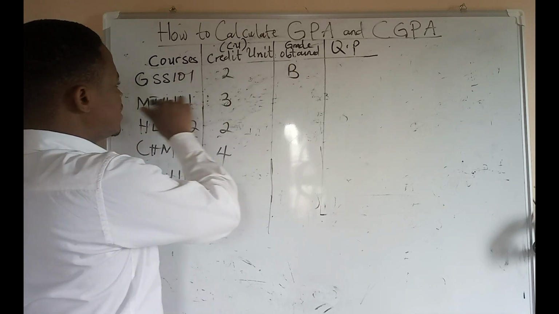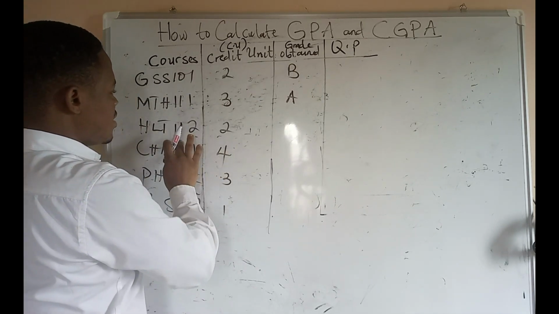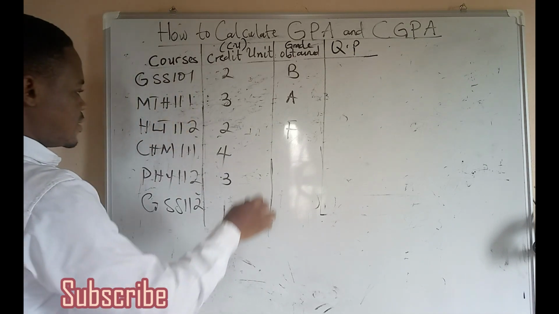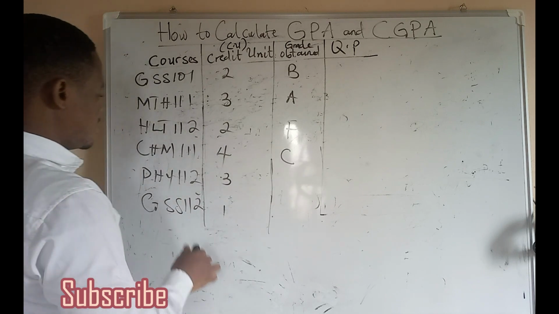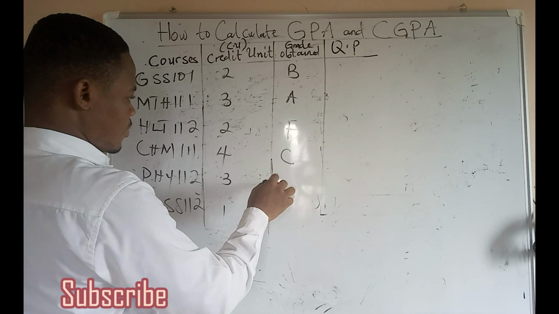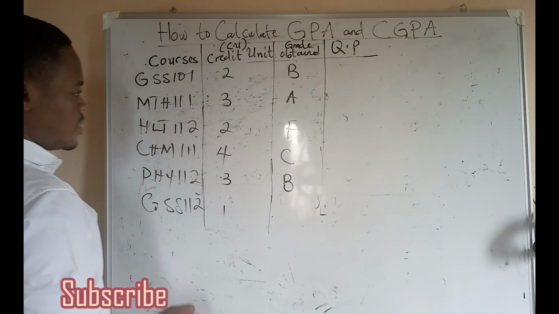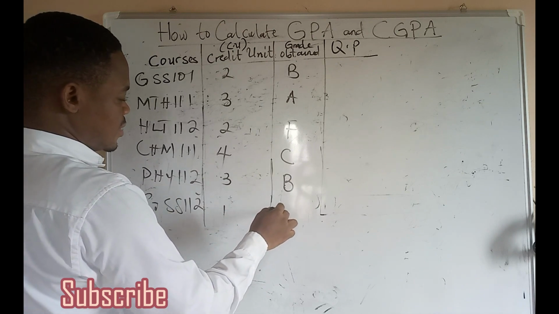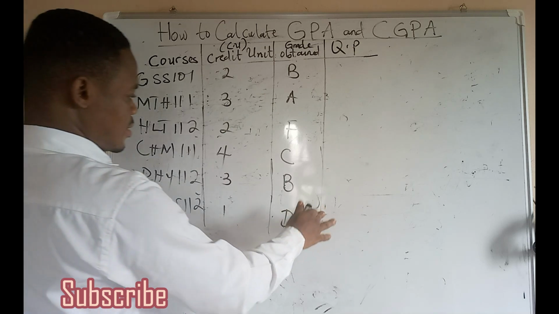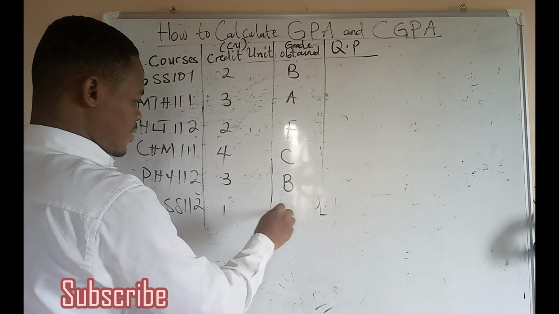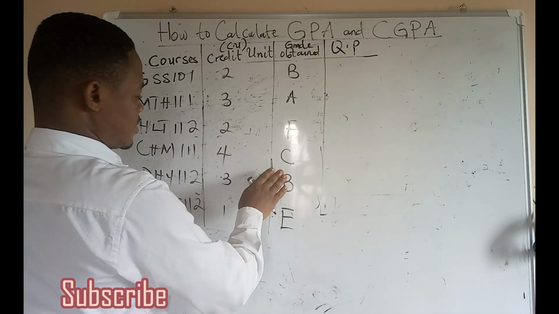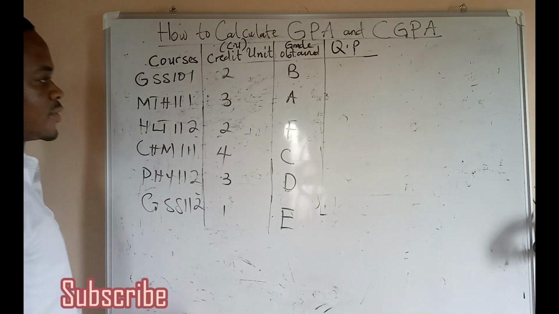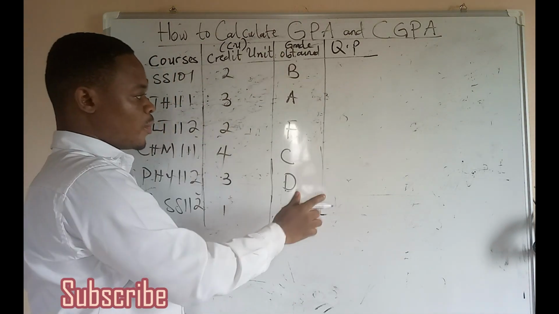Let's assume you obtained B in this course, and here you obtained A. Here you obtained F. Here, let's say C. Here B, and A, B, C, D. Just say here is E. I want to accommodate all the grades, here is D. So let's assume that these are the grades you obtained.